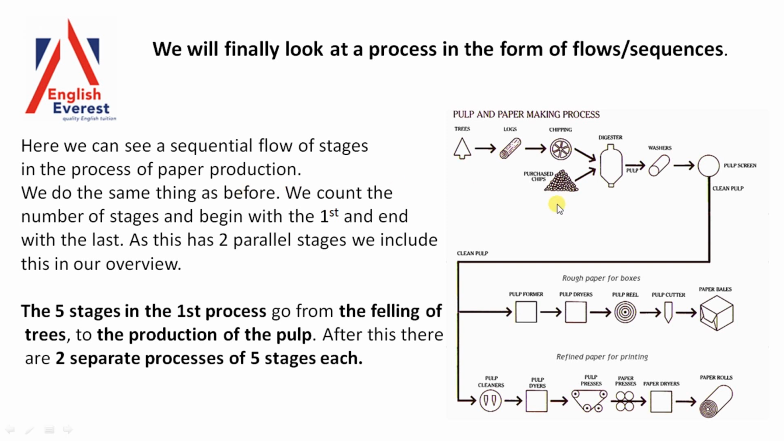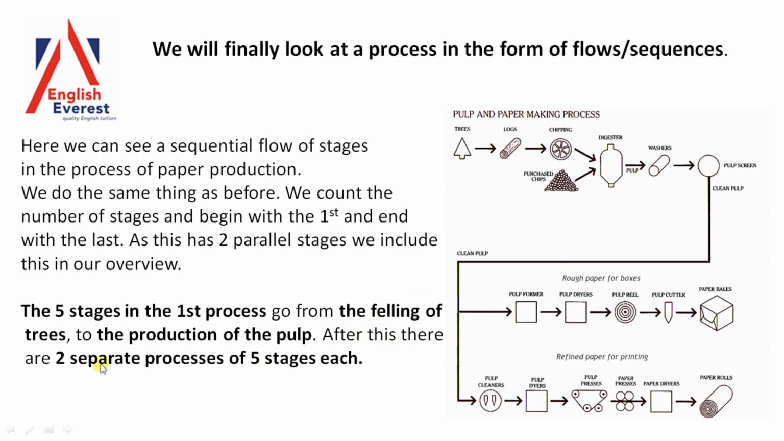Okay, here we can see a sequential flow of stages in the process of paper production. We do the same thing as before. We count the number of stages and begin with the first and end with the last. As this has 2 parallel stages, we include this in our overview. So, first stages, we go from here to here. The 5 stages in the first process go from the felling of trees, chopping down of trees, to the production of the pulp, from here to here.